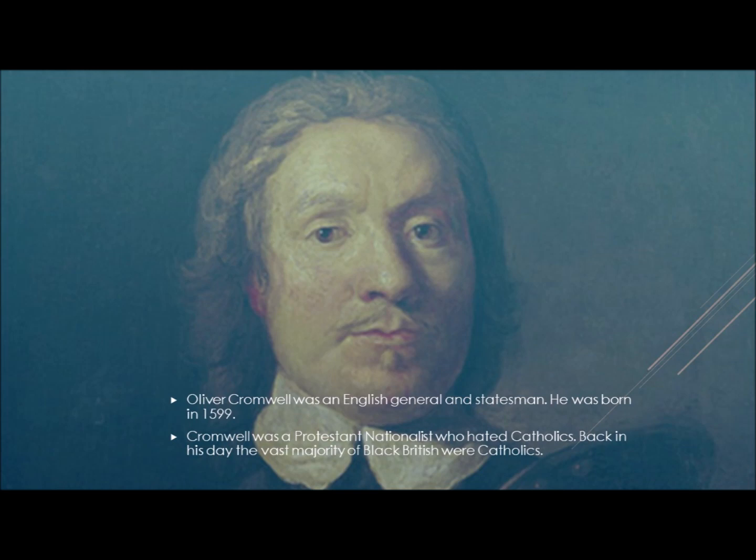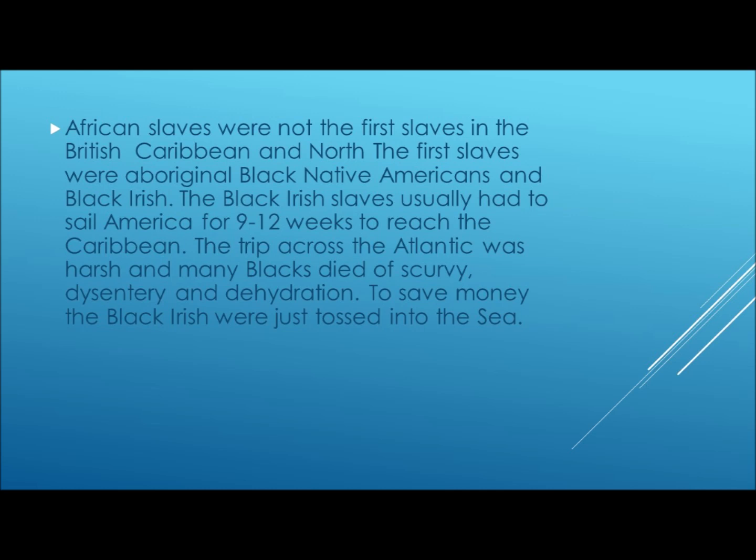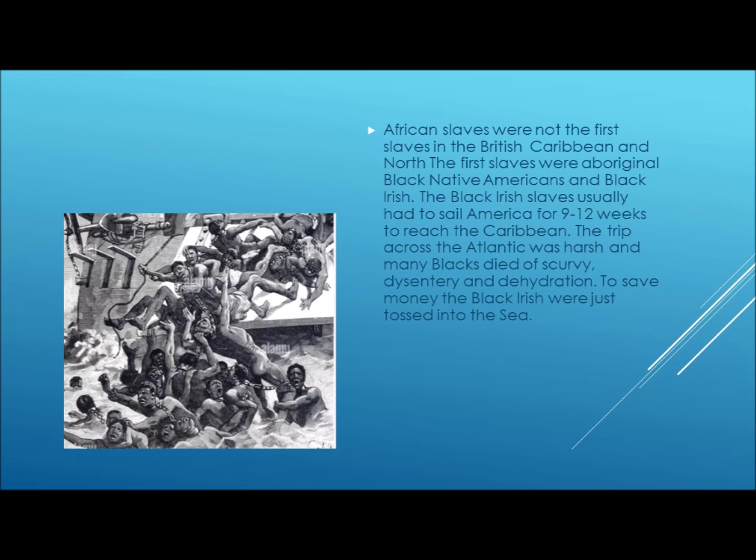African slaves were not the first slaves in the British Caribbean and much of the northern part of the United States. The first slaves were Aboriginal Black Native Americans and Black Irish. Yes, Black Irish. The Black Irish slaves usually had to sail to America over a 9 to 12-week period to reach the Caribbean or the 13 colonies. The trip across the Atlantic was harsh, and many Black Irishmen and Scotsmen died of scurvy, dysentery, and dehydration. To save money, the Black Irish were just tossed into the sea, just like the African slaves that came to the United States during the Middle Passage.